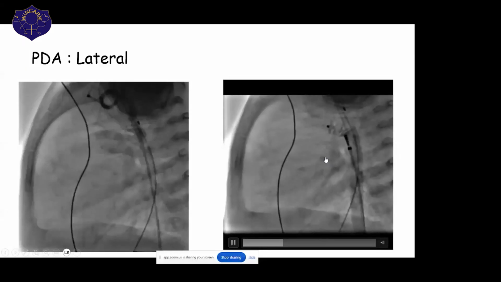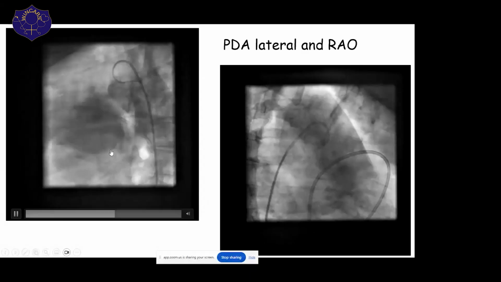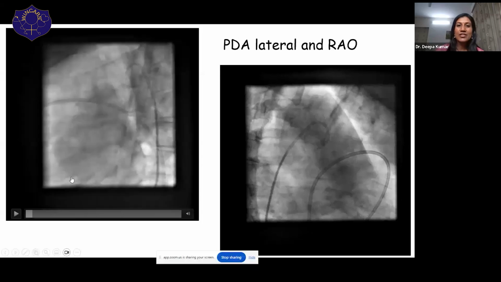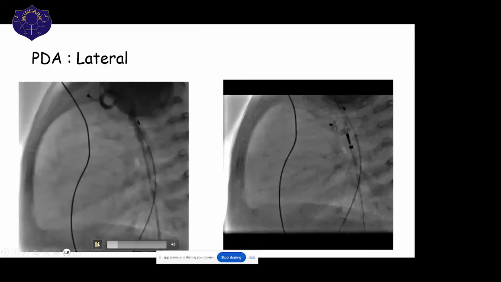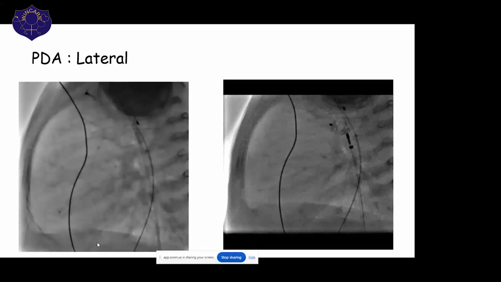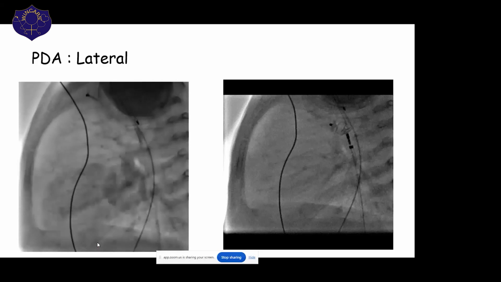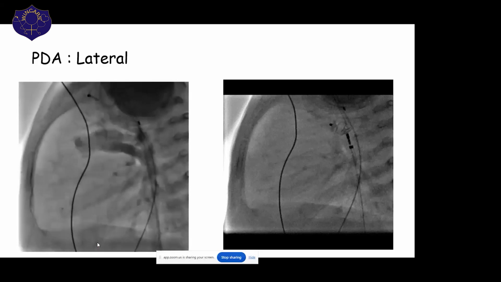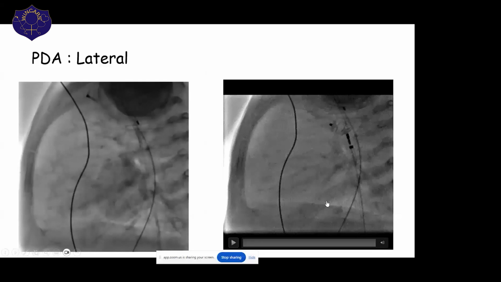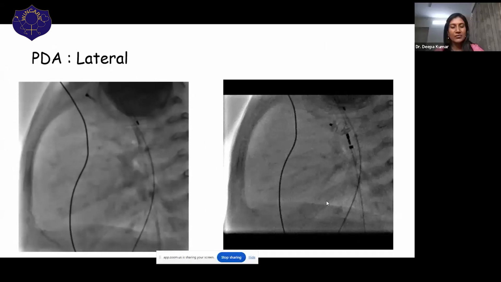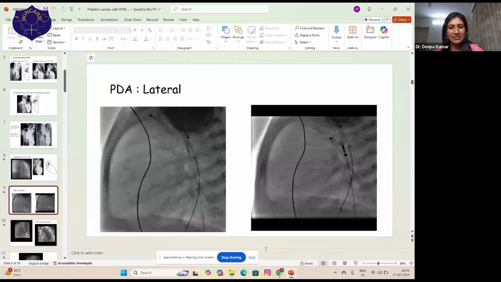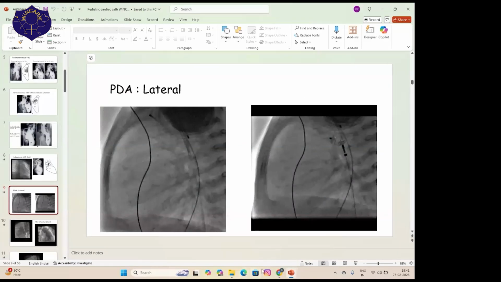What is this type of the duct? Can people write in the chat box? Yes, that will give a clue as to what device has been used. Can people write in the chat box what kind of PDA this is? I hope people know the classification. We can just wait for a reply, or we keep on going. These are some of the questions which are asked to stimulate you to read.